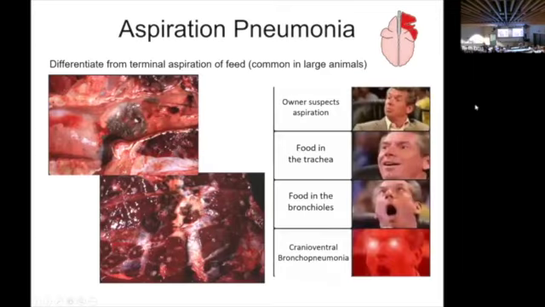Okay, so again, terminal aspiration of feed, really common in large animals. There's food in the trachea. Is this significant? I don't know. Do I see it down in the small airways? So here's a lot of plant stuff sticking out of a tiny little bronchiole. Significant. This animal aspirated. Does it also have cranioventral bronchopneumonia? Yes, definitely aspirated. Cranioventral bronchopneumonia plus food in the bronchioles. We got it. Slam dunk. Food just in the trachea? I don't know. Food in the trachea with no bronchopneumonia? Probably not. Make sense?